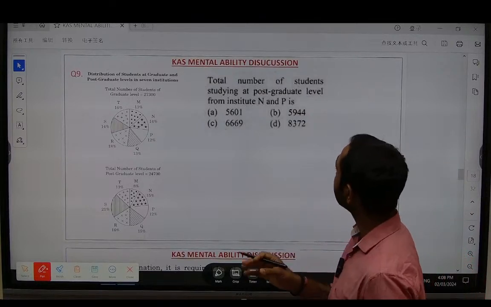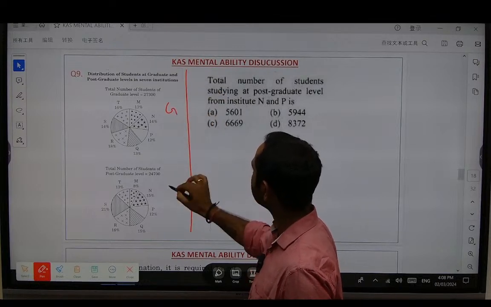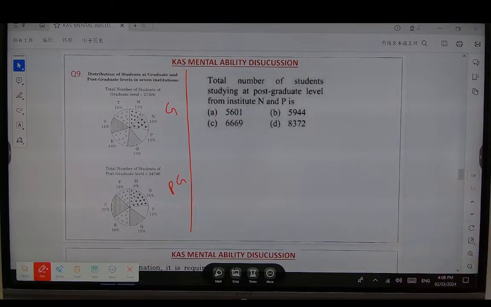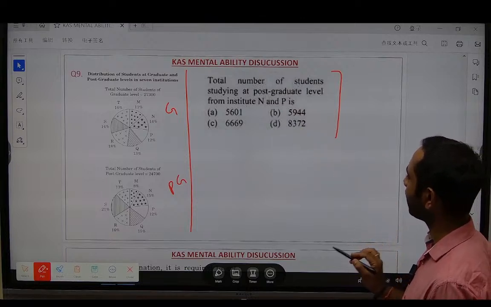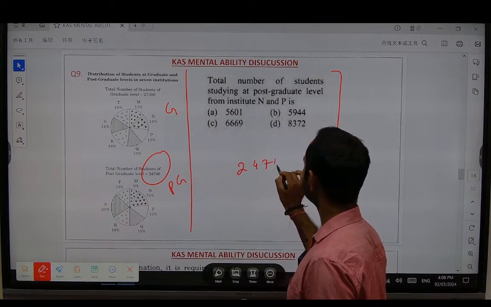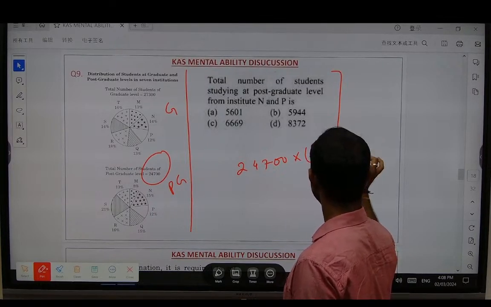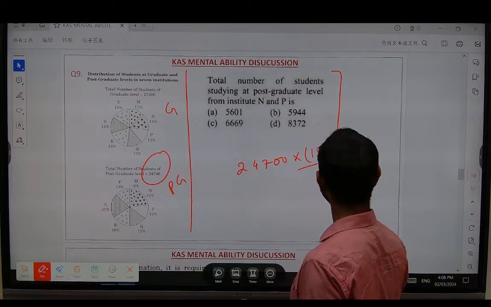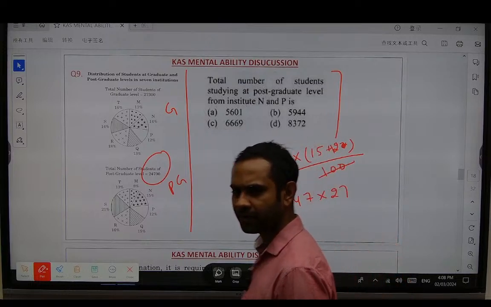Fine. Now, the distribution of students at graduate and postgraduate levels in 7 institutions. So we have T, M, N, P, Q, R, S. Now, the number of students studying at postgraduate level from institute N and P. The total number of students is 24700. In N and P it is 15 plus 12 percent, out of 100. So this and this will get cancelled. 247 into 27. Who can multiply fast?